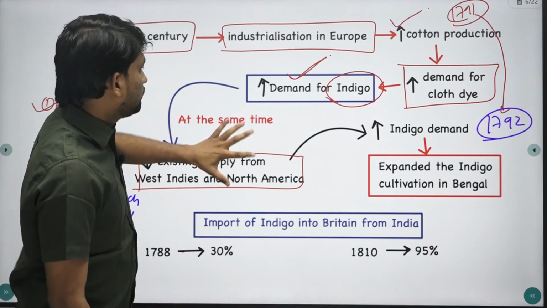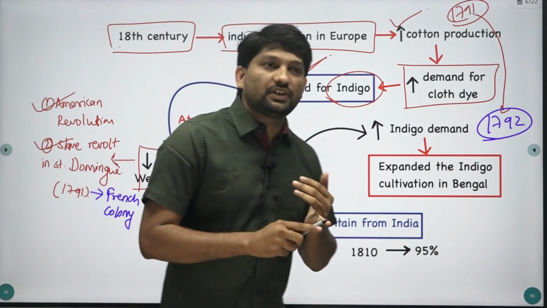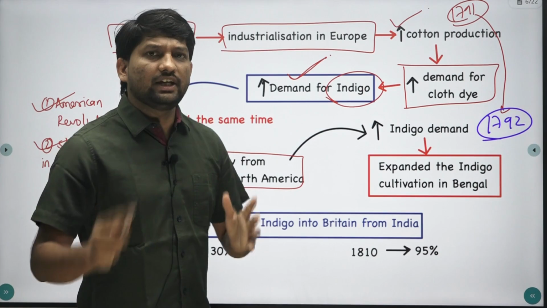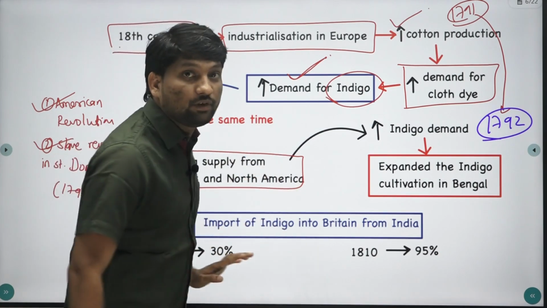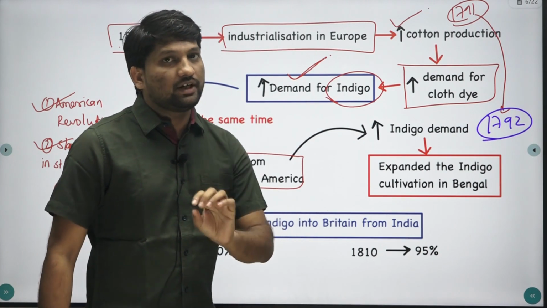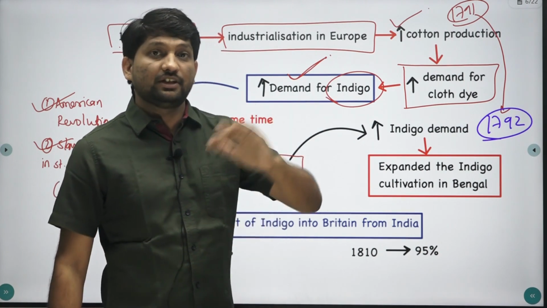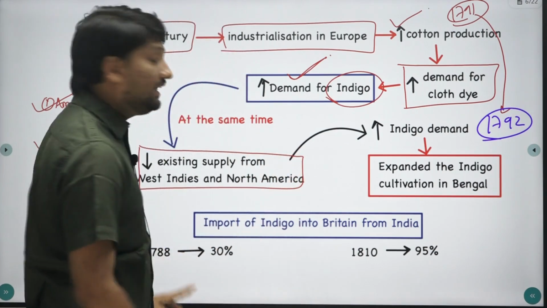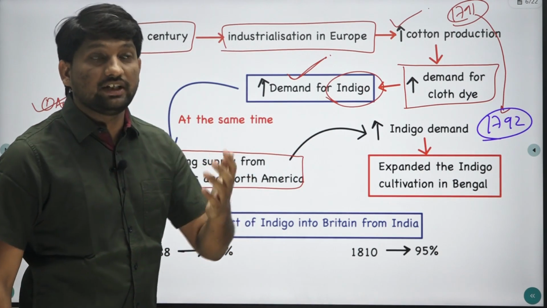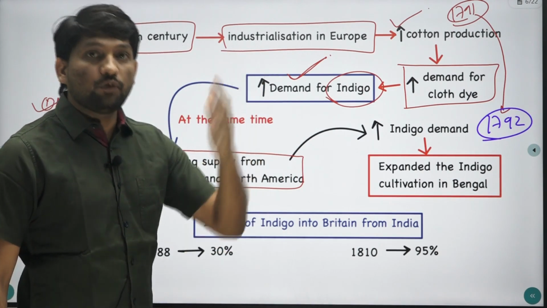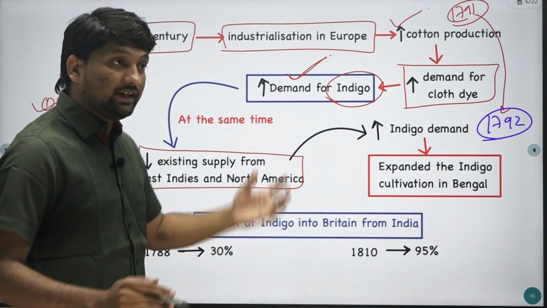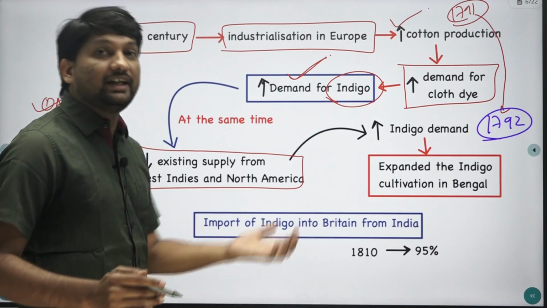from this island. So because of industrialization, demand had already increased, and at the same time, because of various reasons, mainly the American Revolution and the slave revolt, the existing supply decreased. Now Britain and European countries had only one option, that is to resort to Bengal or India. During that time, Europeans, officials of the East India Company and various planters forced Indian cultivators to cultivate indigo, and then they imported indigo from India to Europe.